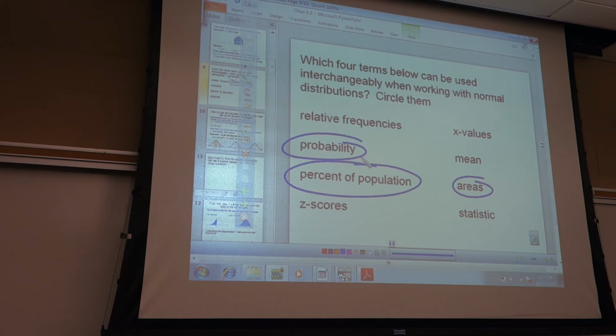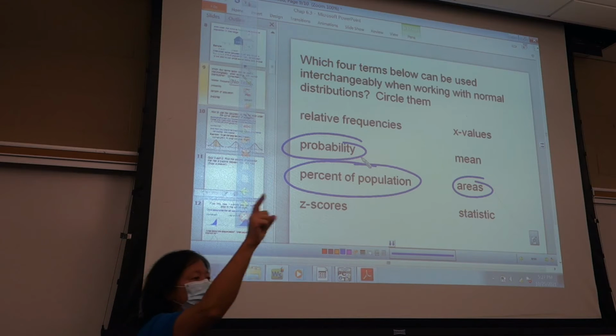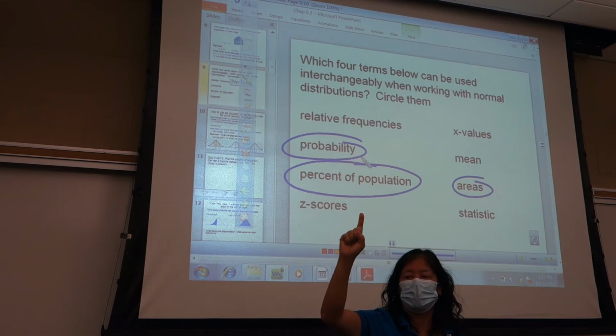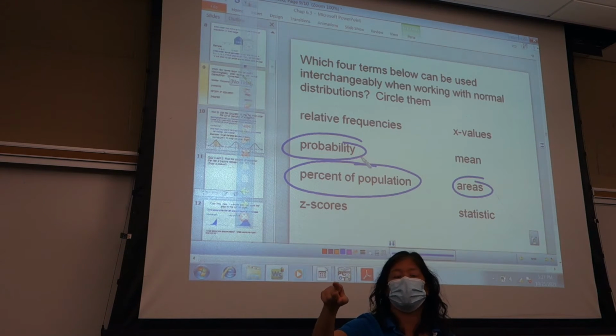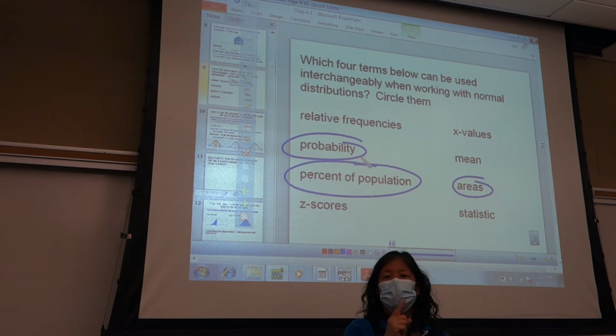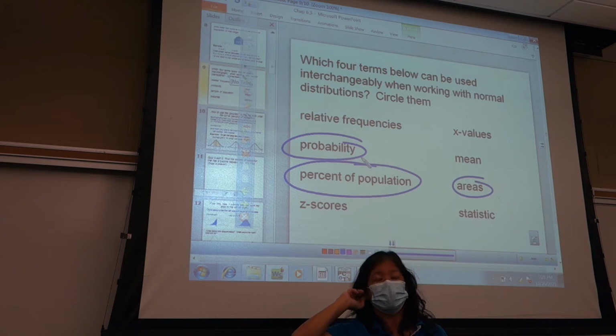Great. So what other things also go with probability, percent of population, and areas? What do you know about them? Z-score. Okay. Everyone knows a couple of things about probability. What's one thing you know about probabilities? It's between 0 and 1. So which of these things are also between 0 and 1? What's something else you know? I was just going to guess that maybe they were all statistics. Well, that could be true too.